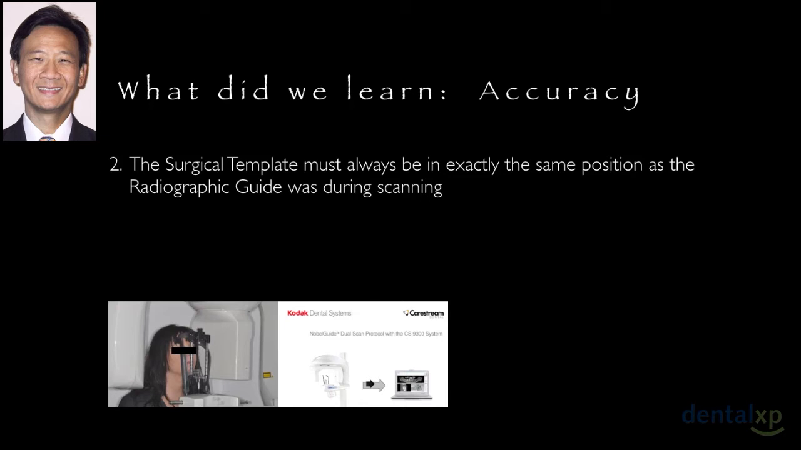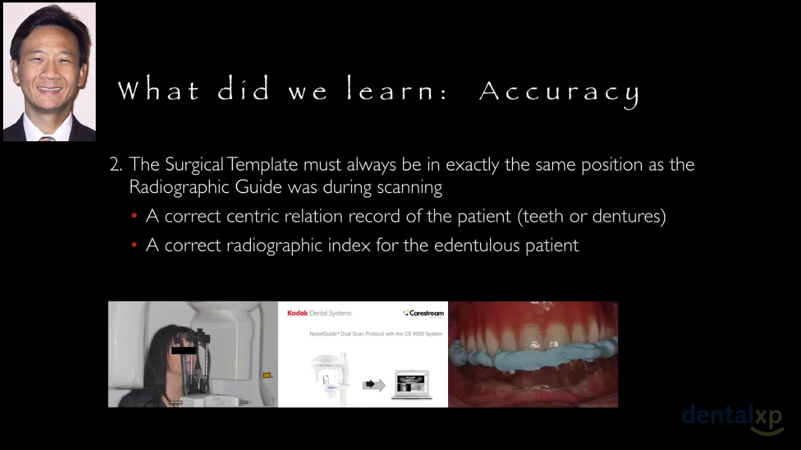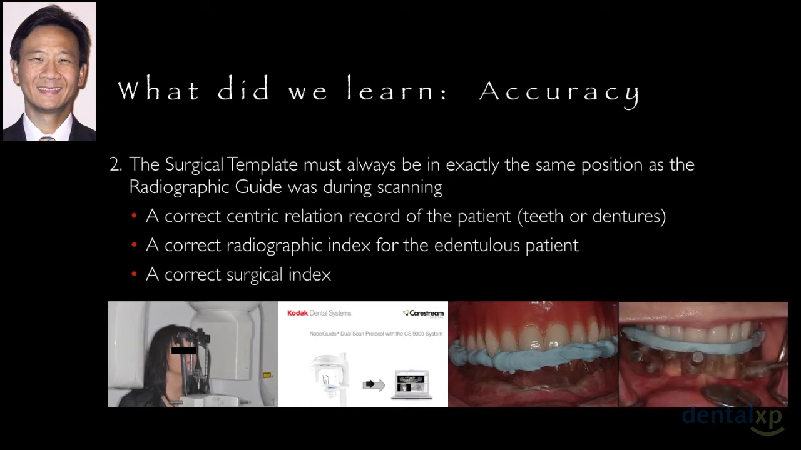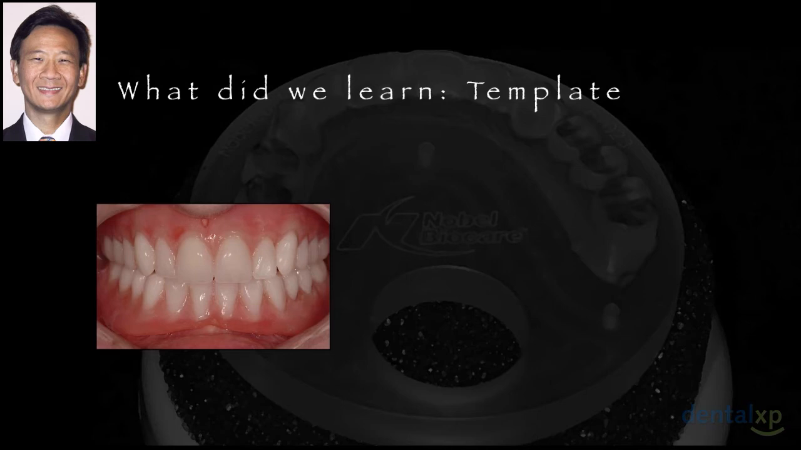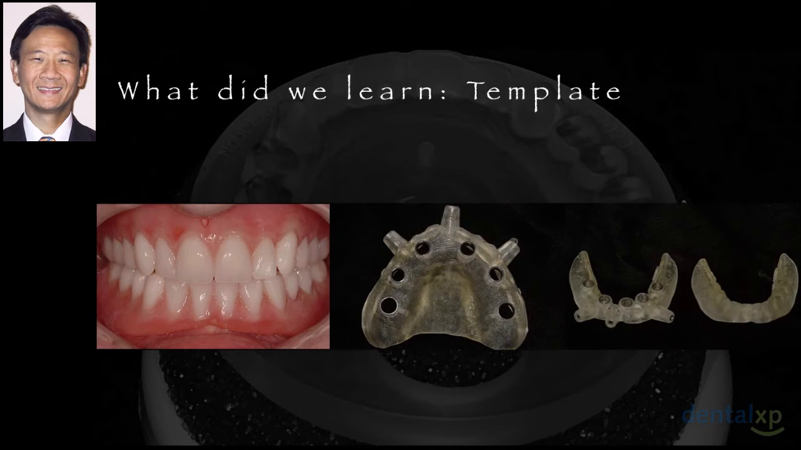Having that position and using the right protocol, we also need a correct centric relation record. How is the patient biting onto the templates? And a correct radiographic index, because that radiographic index will also transfer positions for the correct surgical index. Again, the position of the radiographic template and the position of the surgical template must coincide and be in the same position for accuracy. Well, what did we learn about these templates? The radiographic template, well, we presume that the surgical templates are exactly the same size, but are they?